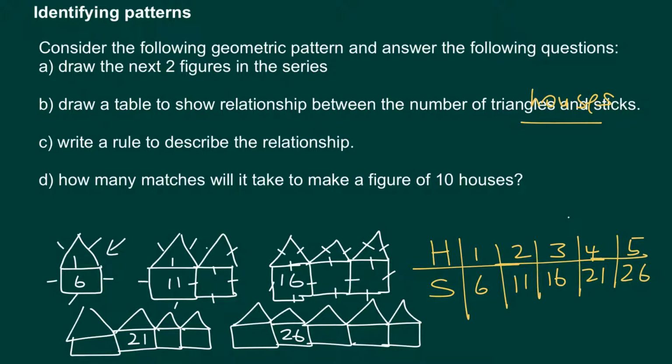Part C says, draw a rule to describe this relationship. So as we can see, guys, the number of sticks goes up by 5 each time there is an extra house.